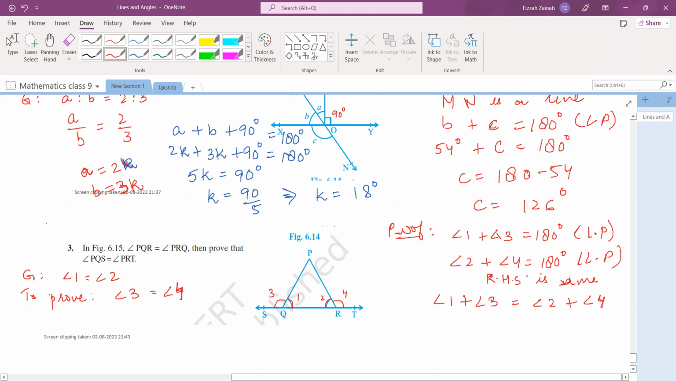Now angle 1 is equal to angle 2, which is given here. So in place of angle 1, I can write angle 2, plus angle 3 is equal to angle 2 plus angle 4. Now angle 2, both sides will get cancelled out, and you are left with angle 3 is equal to angle 4. And then you can write it in name again. So angle PQS is equal to angle PRQ. Proved.